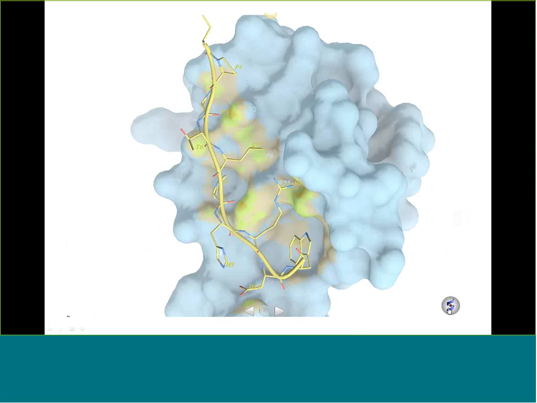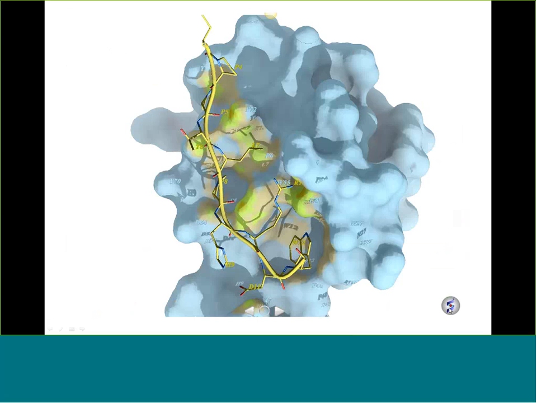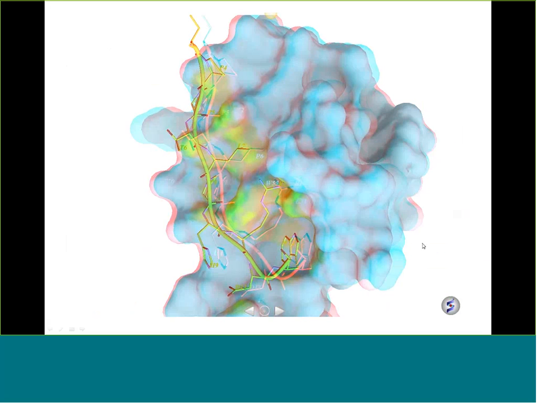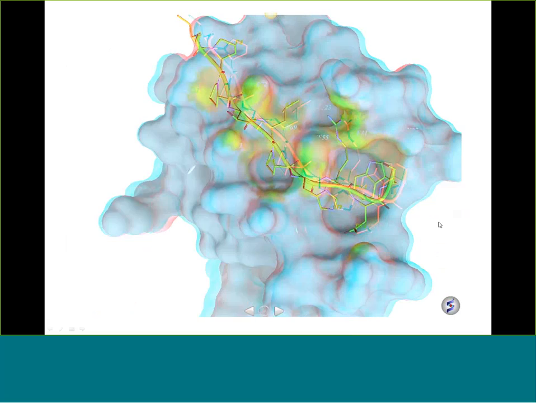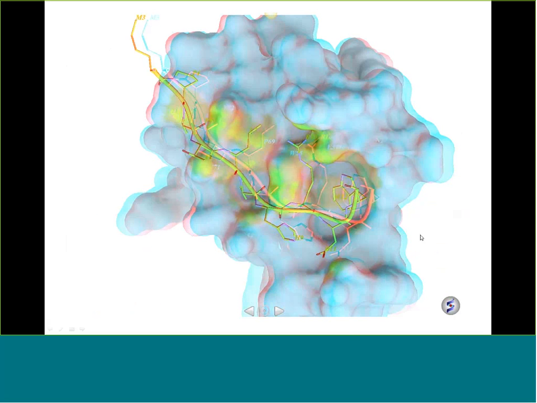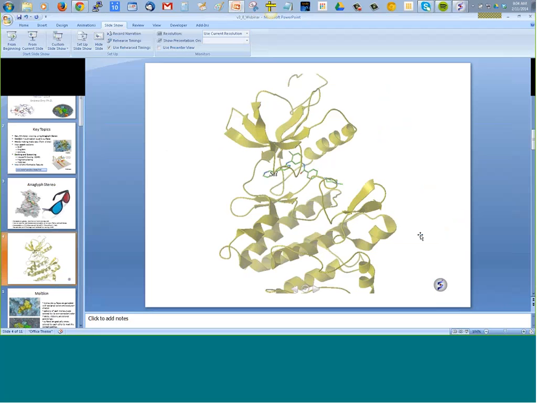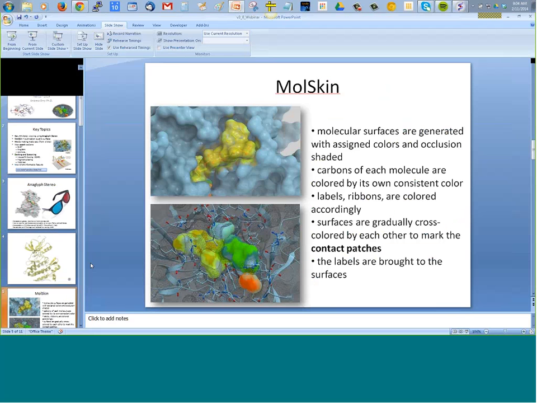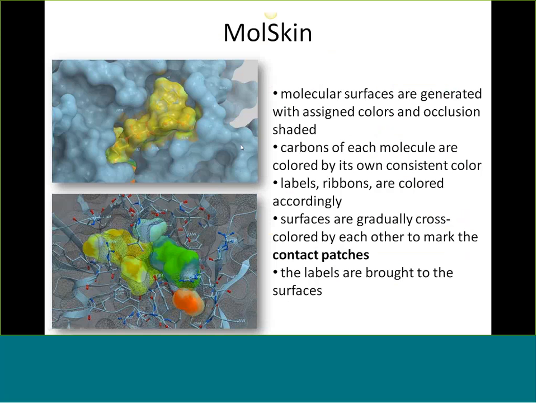That's great. So now we are going to move on to the next thing, which is MolSkin, a brand new macro which allows you to prepare molecular surfaces. They're generated with assigned colors and occlusion shading by default, so it allows depth rendering, which gives a better perception of the depth of the pocket, for example.